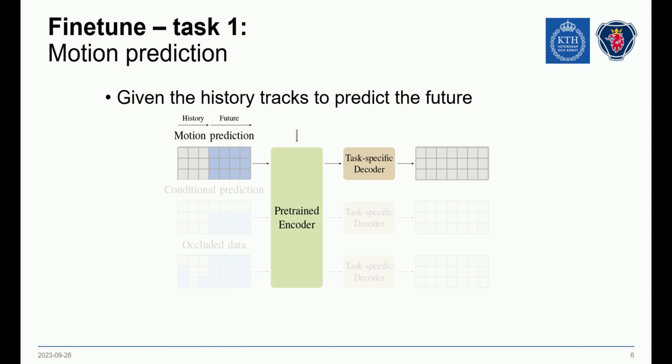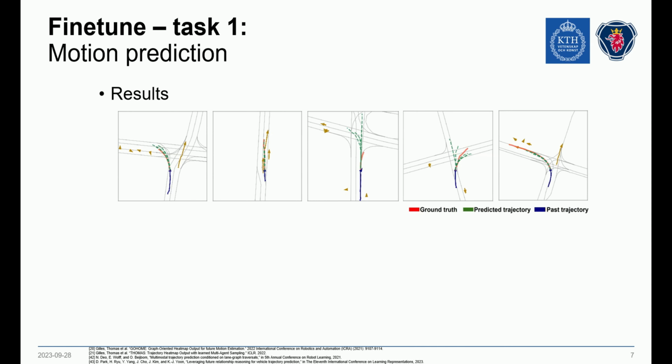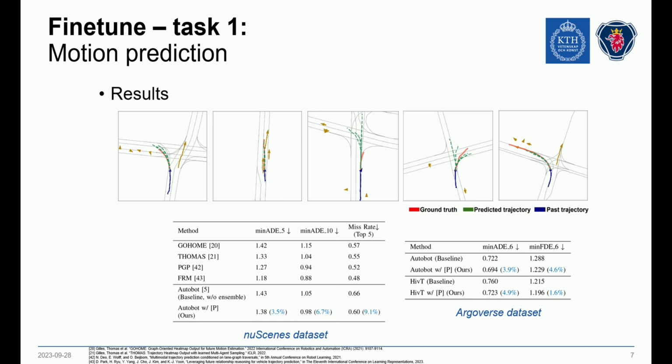With the pre-trained encoder from random masking, let's go through the three fine-tuned tasks one by one. First, for motion prediction, given the history track, we predict the future. We evaluate motion and conditional prediction on two widely used datasets, Argoverse and nuScenes. Here we show the visualization of motion prediction using AutoBot with random mask pre-train on the Argoverse dataset. It shows that the predicted green trajectories are accurate and able to capture diverse modes. In nuScenes, our approach achieved comparable results to other state-of-the-art methods.